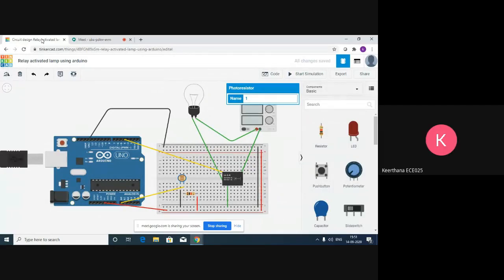Yes, ma'am. Good afternoon, all. My project is a relay activated lamp using Arduino. The components used here are an LDR, a relay, a resistor, a lamp, a power supply, and an Arduino. The main sensor used here is the light dependent resistor, which is an LDR. Let me tell about the phenomenon of the LDR.